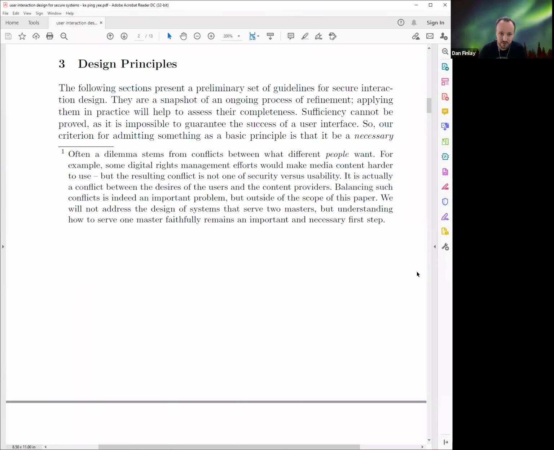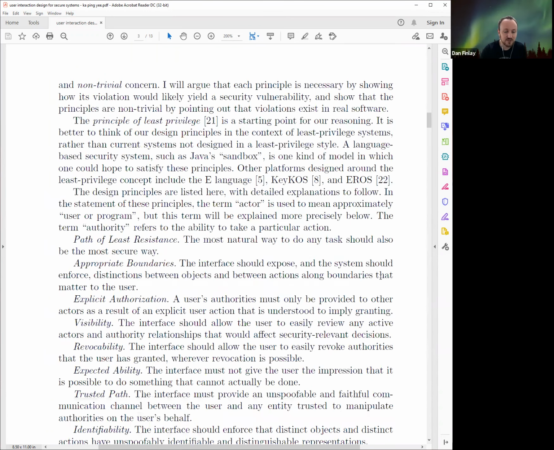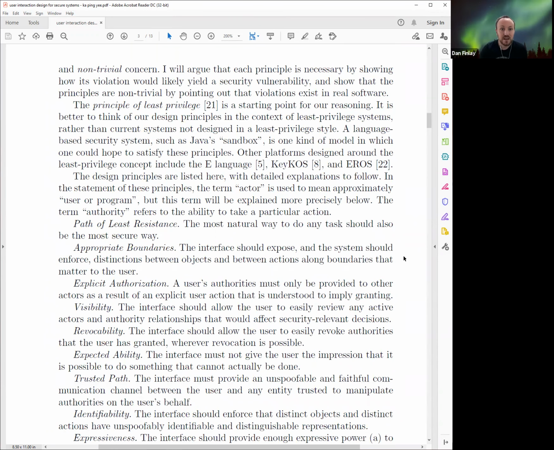So our criterion for admitting something as a basic principle is that it be a necessary and non-trivial concern. I will argue that each principle is necessary by showing how its violation would likely yield a security vulnerability, and show that the principles are non-trivial by pointing out that violations exist in real software. Cool. So you've got to have it to be safe, and people don't do it in practice.